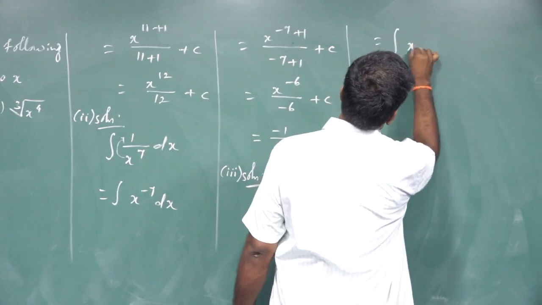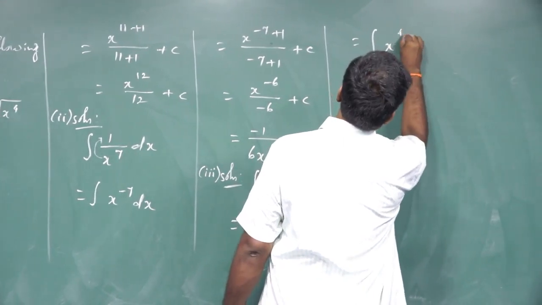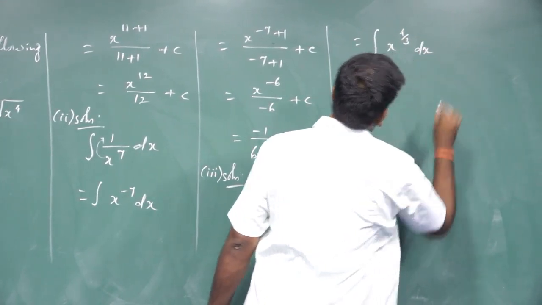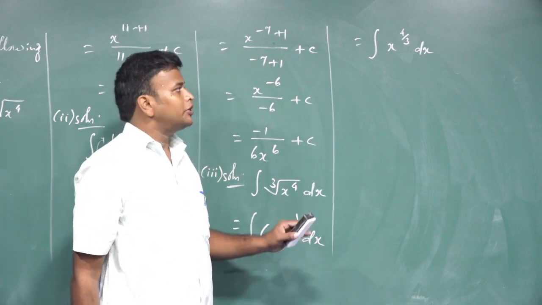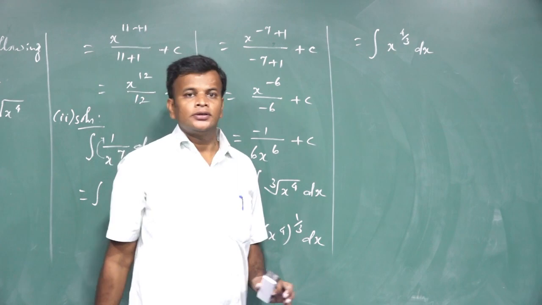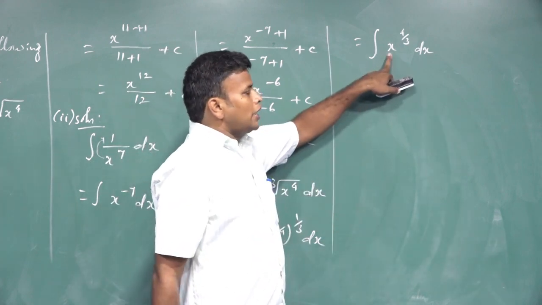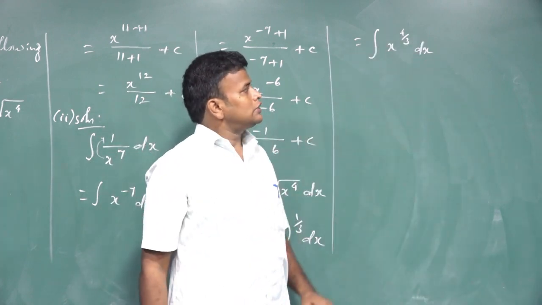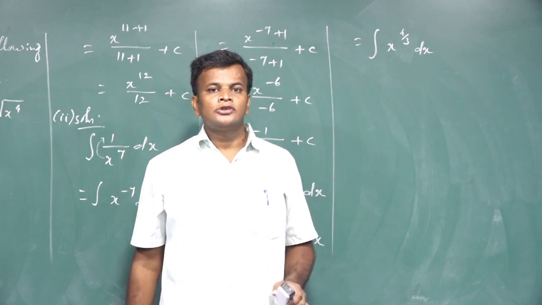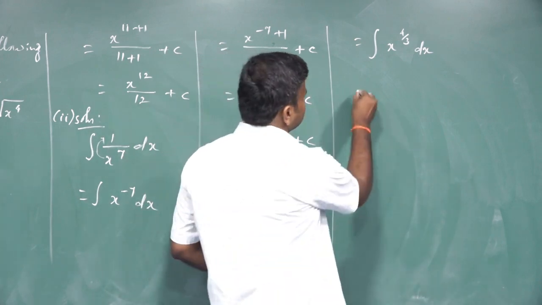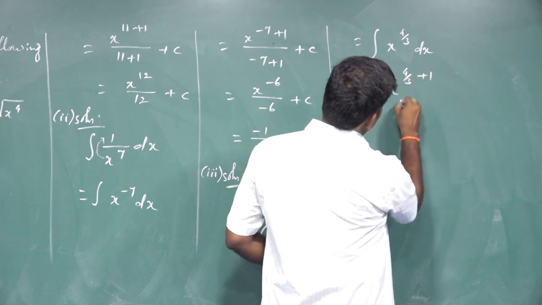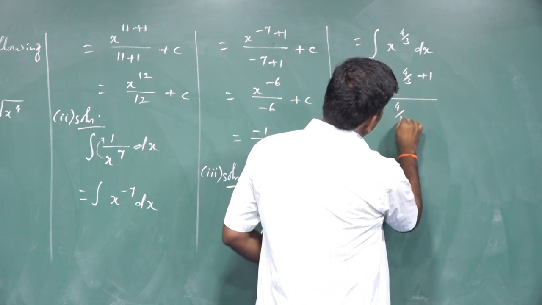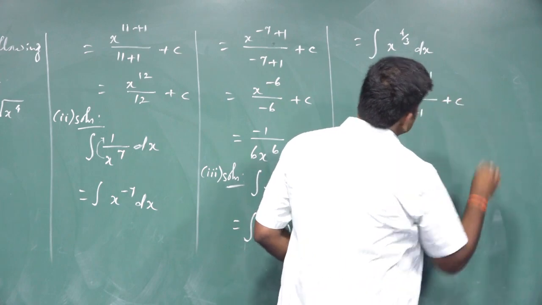So integrating of x power 4 by 3 into dx. Okay, x power 4 into 1 by 3 is nothing but 4 by 3. Now using the same formula, you consider the base is the variable x. Power 4 by 3 is a constant, we treat it as n. So x power n formula. So x power 4 by 3 plus 1 divided by 4 by 3 plus 1 plus c.